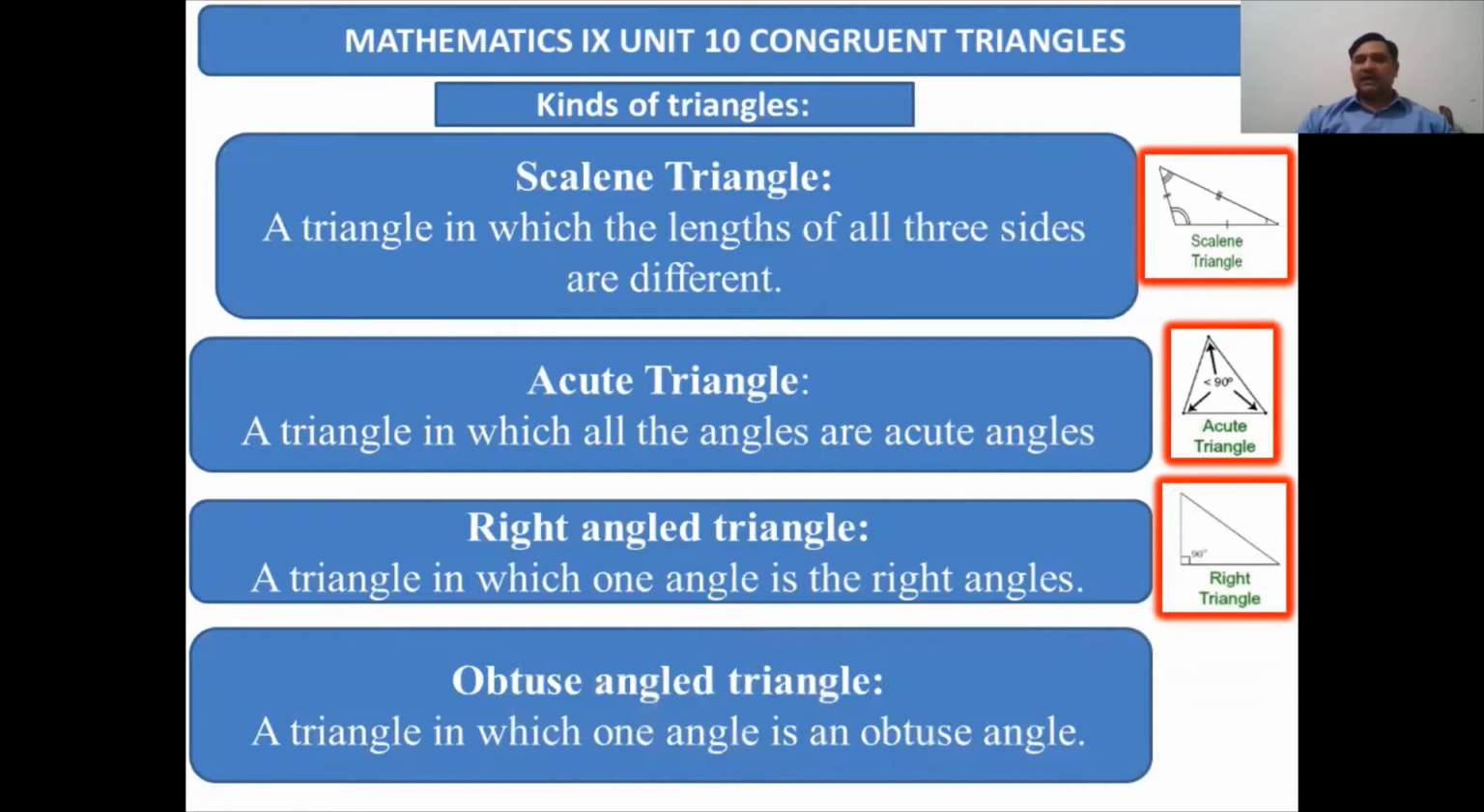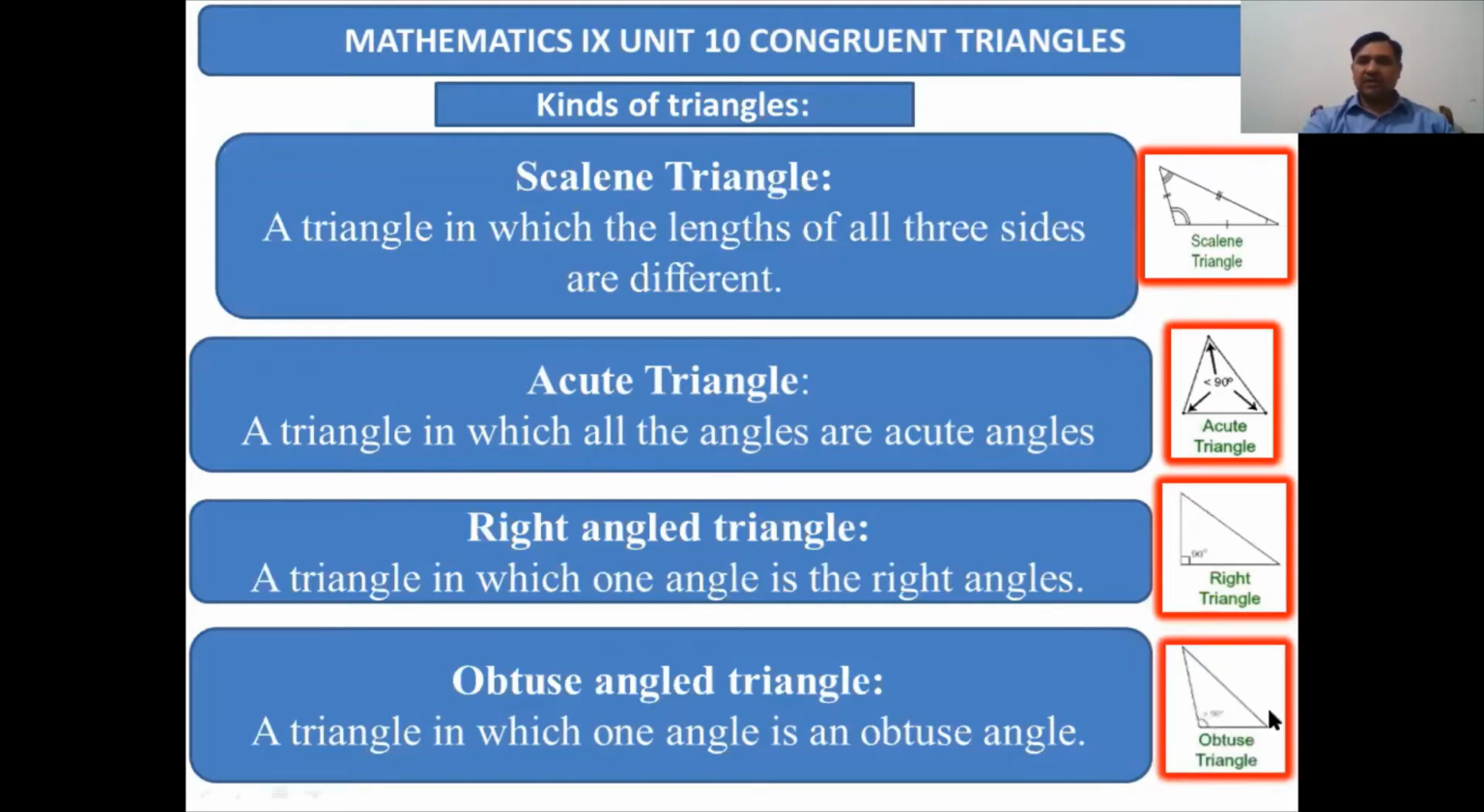Obtuse angle triangle, a triangle in which one angle is an obtuse angle. So you must remember that an obtuse angle is that angle that is greater than right angle, meaning that is greater than 90 degrees. An angle which is less than 90 degrees is acute angle, and angle which is equal to 90 degrees, that is a right angle, and the angle which is greater than 90 degrees is the obtuse angle. So in obtuse angle triangle, one angle must be greater than 90 degrees.